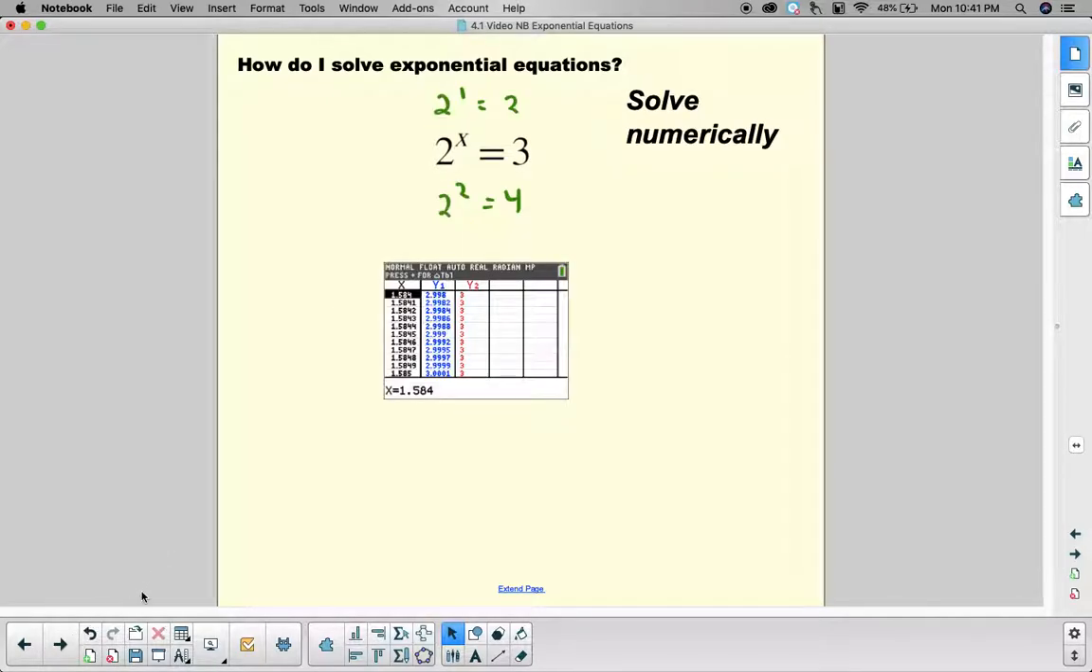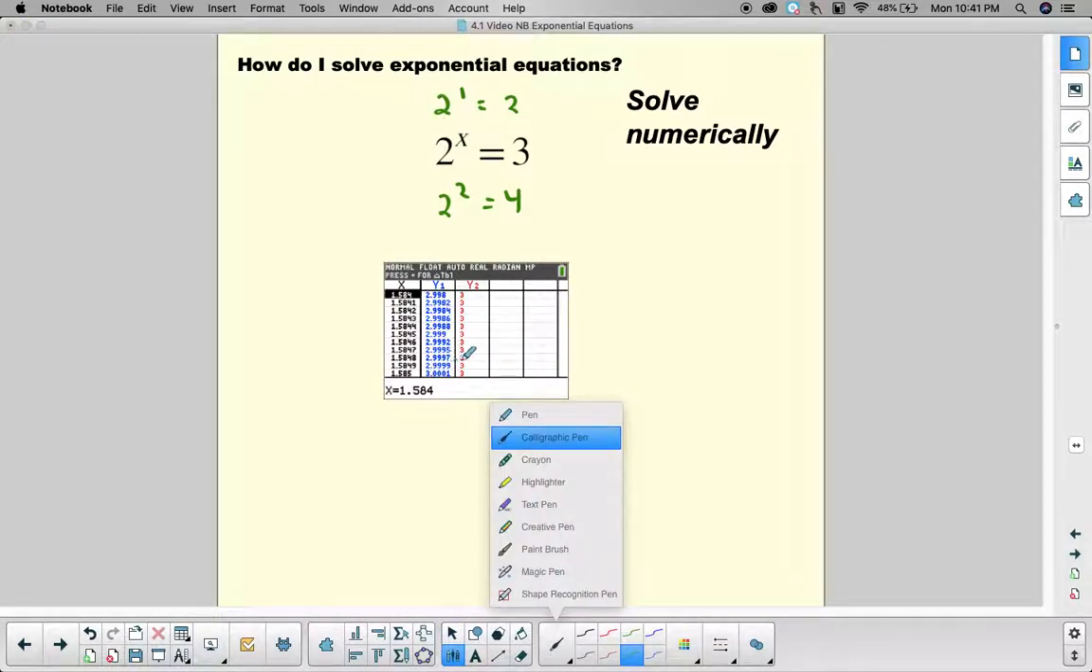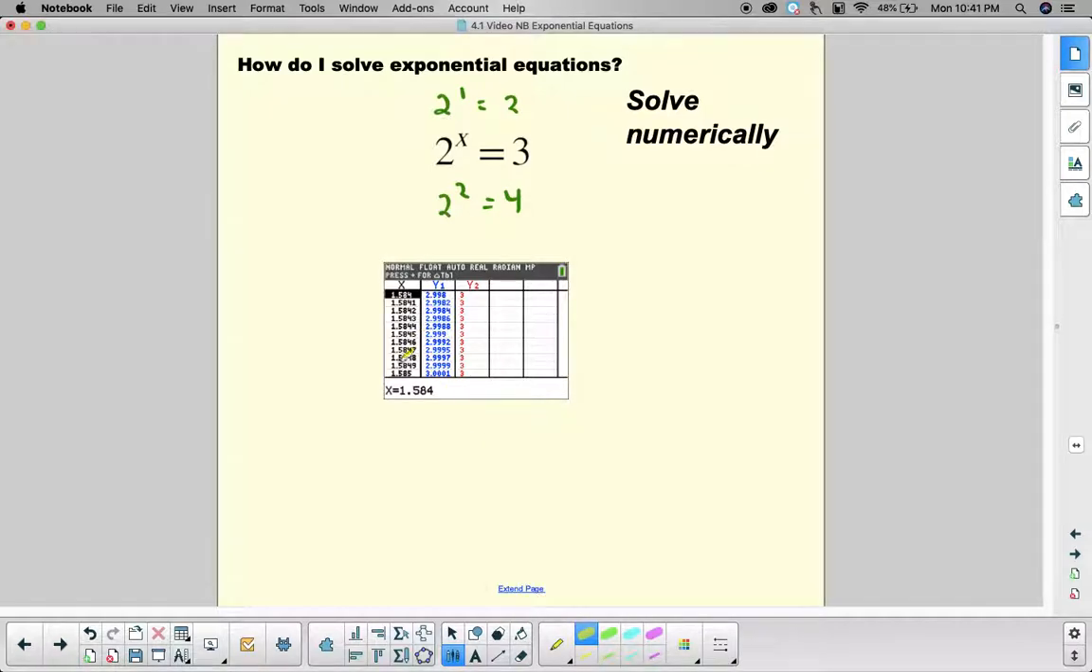1.5849625. Here, I stopped after I got to about 4 decimal places. The solution is going to be somewhere between 1.5849 and 1.585. So if I were to write the solution after solving it numerically, I would say x is approximately equal to 1.5849... And that's how I could solve numerically.